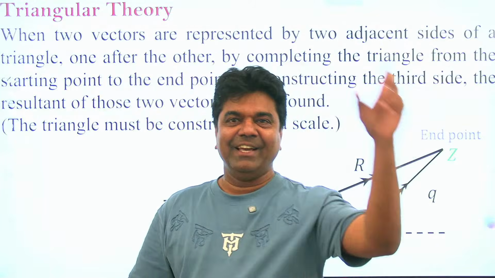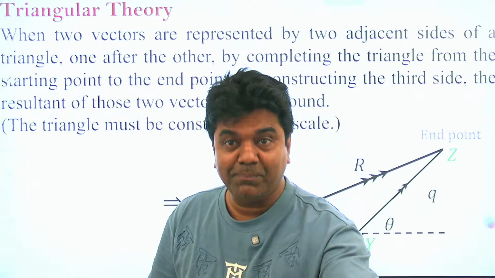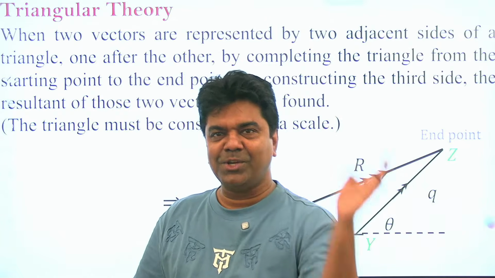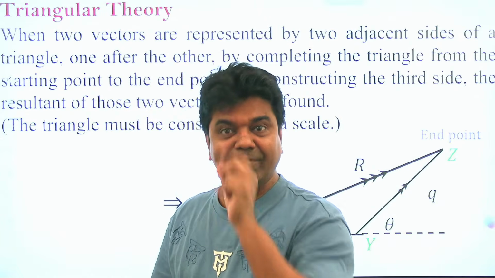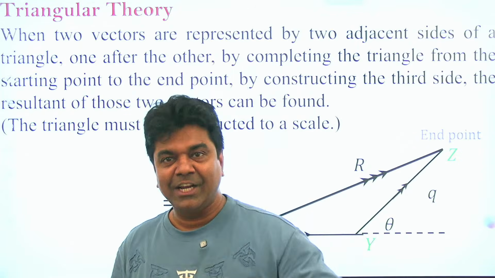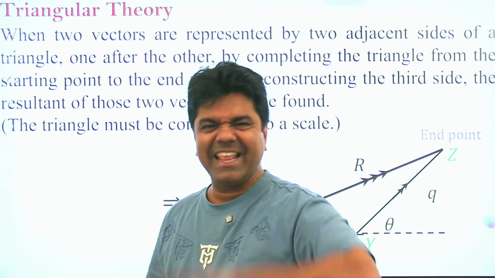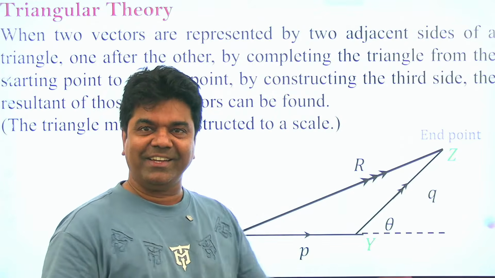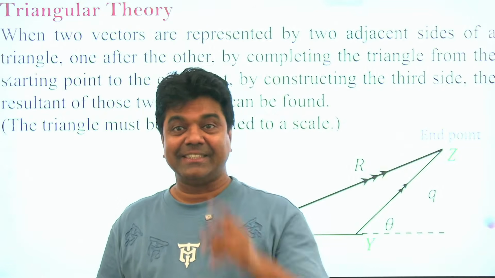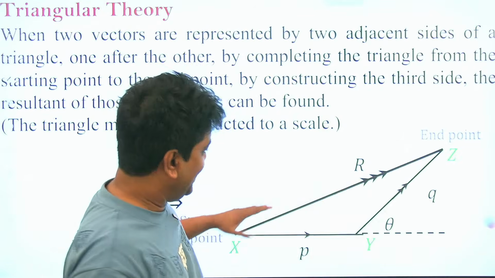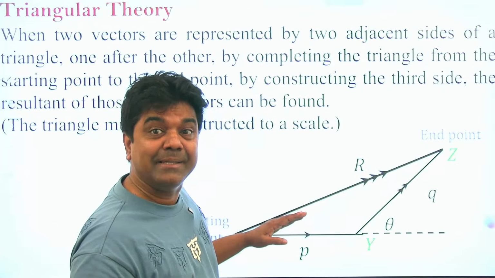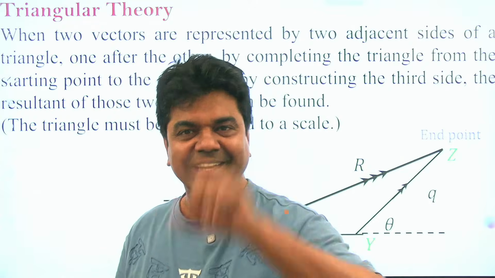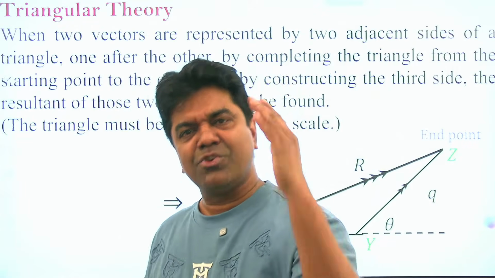Triangular theory: we have two vectors. We represent both vectors one after the other. Draw the first one, starting point to the end point. Start the second vector from the end point of the first vector. Draw to the same angle. And then we connect the starting point and the end point. And then we get what? The resultant magnitude and direction. So when we measure this length, that is the magnitude of the vector, and the direction will be the direction of the vector. So simple. That's the triangular theory.